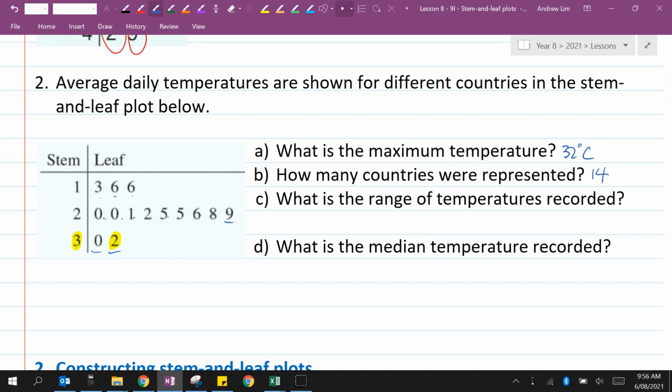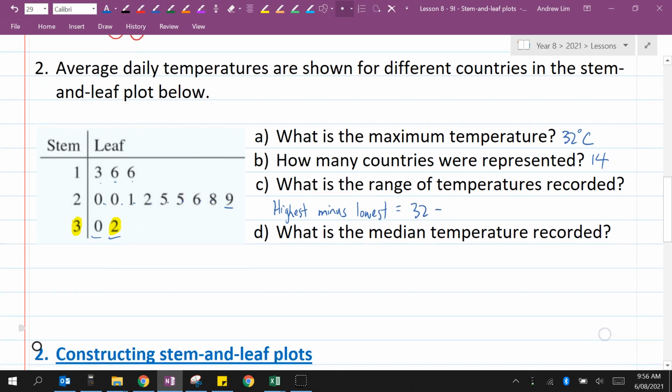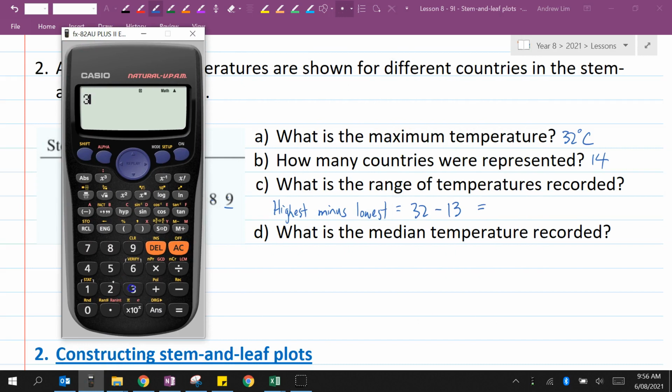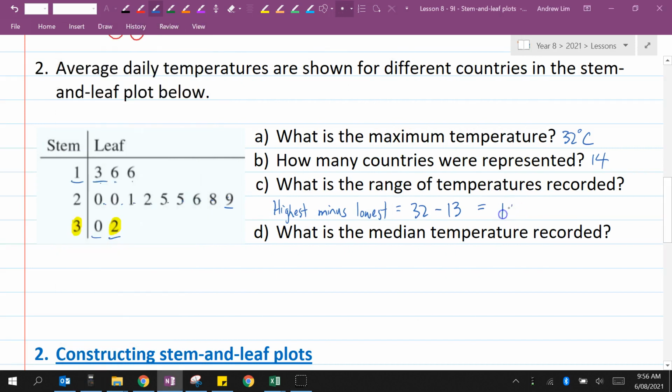What is the range of temperatures recorded? Now range is highest minus lowest, so I'll write that in here. Highest minus lowest. Well, the highest we said was 32. The lowest is 13. And what's 32 minus 13? So if I were to grab my calculator out, do 32 minus 13, I get 19. So the range is 19 degrees.